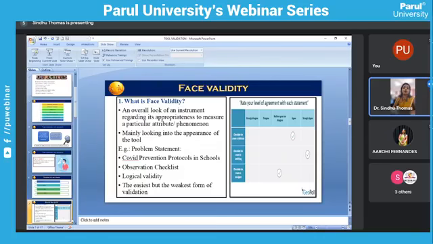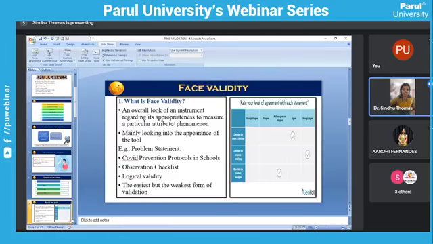Face validity is an overall look of an instrument regarding its appropriateness to measure a particular attribute or phenomenon. Mainly the experts will look into the appearance of the tool. For example, take a problem statement: schools are reopening after the COVID protocols have come in, and they are very strictly checking the COVID prevention protocols. Mainly they are looking at an observation checklist. As a researcher, I develop an observation checklist. I need to check whether hand washing facilities are available, whether the children are wearing masks, and whether there is social distancing between the chairs in the class. These need to be points for the protocol. So as an expert, a second party or an expert of that particular subject can look into whether the observation checklist is good enough to assess the COVID prevention protocols in the school.